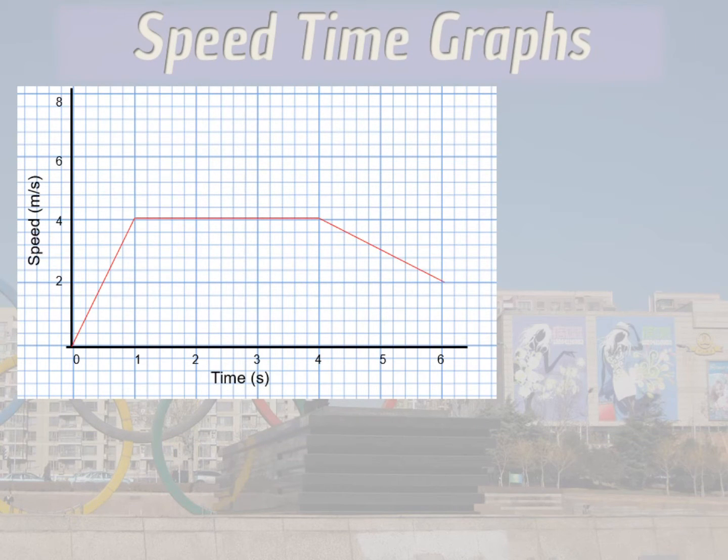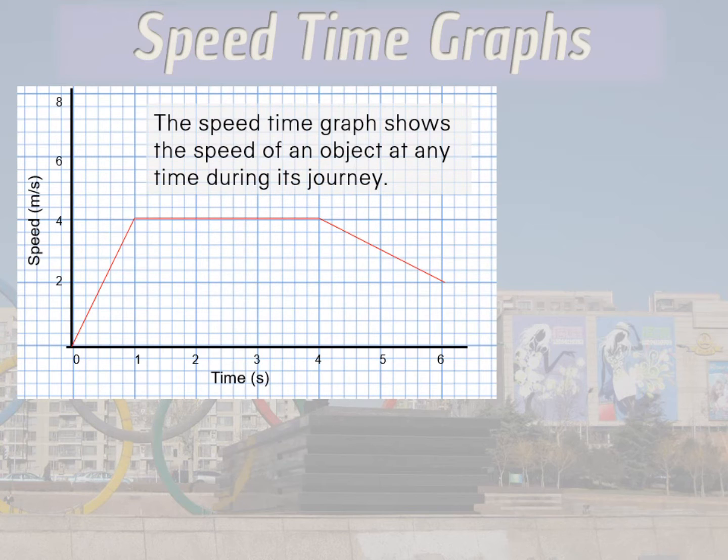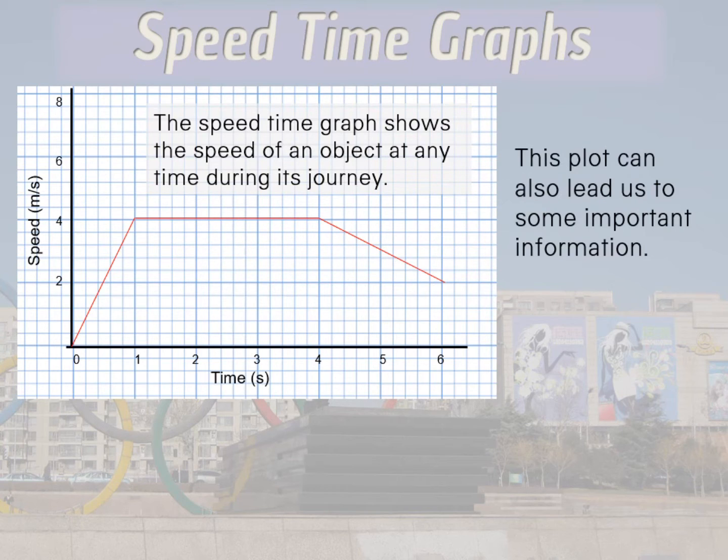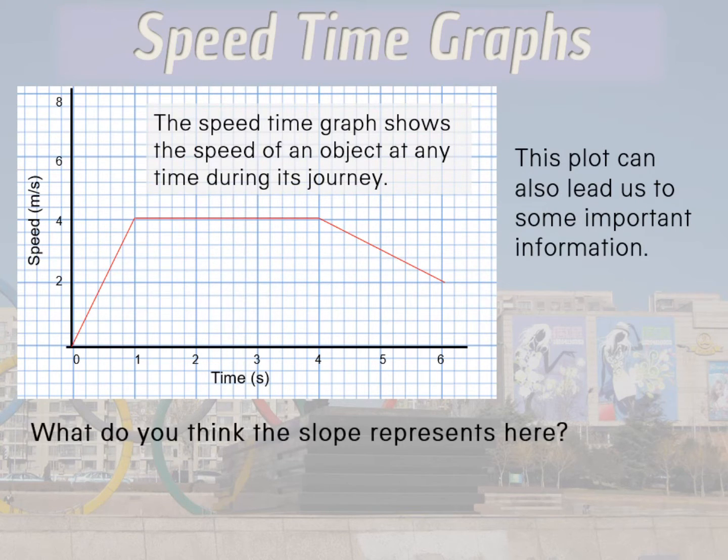Another thing we can do with our speed data is have a speed time graph, and that means that we show the time on the x-axis again, but this time going up the y-axis we have speed in meters per second. And the speed time graph allows us to see the speed of an object at any time during its journey. And that can be quite useful. It also leads us to some very important pieces of information about the moving object. So what do you think the slope represents here?